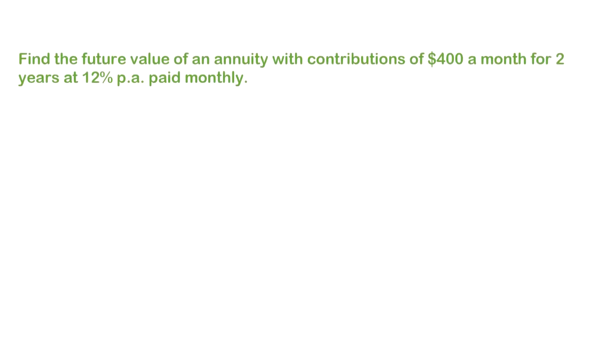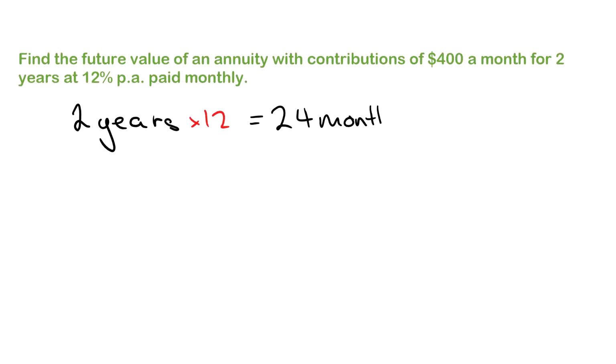Now we've got a different question. We need to find the future value of an annuity with contributions of $400 a month for 2 years at 12% paid monthly. The first thing I want to do is make sure I have everything in the right time period. Our 2 years need to be converted to months, so we multiply by 12, and we get 24 months. The interest rate, which is 12% per annum, also needs to be divided by 12 to get a monthly interest rate, which is 1% per month.